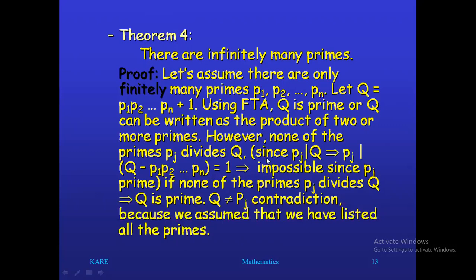Why? Because suppose this prime number divides Q, what happens then? Then that prime number pj will divide Q minus p1 p2 so on up to pn, that is equal to 1. This is impossible since pj is a prime number. So therefore, none of the prime numbers pj divides Q, which implies Q is prime.